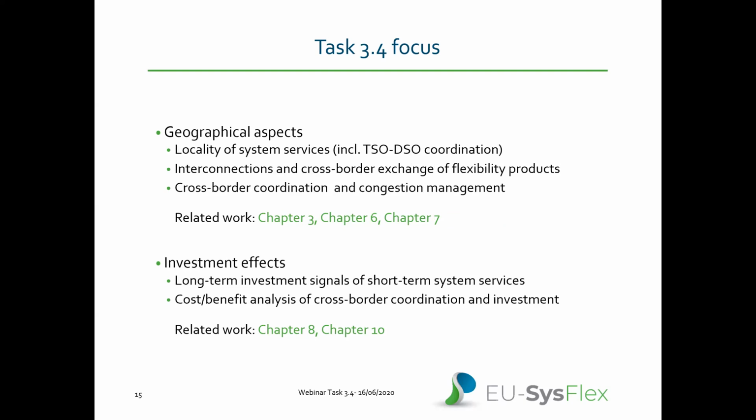A third area of research was the geographical aspects to all of this. So locality of system services: where are these units located that provide the system services, and how does that impact their ability to do so? So things definitely like TSO-DSO coordination, but also cross-border exchange of flexibility services and how interconnections either enable or constrain these things. And then further coordination, such as congestion management that happens across borders. 3 chapters looking into those.